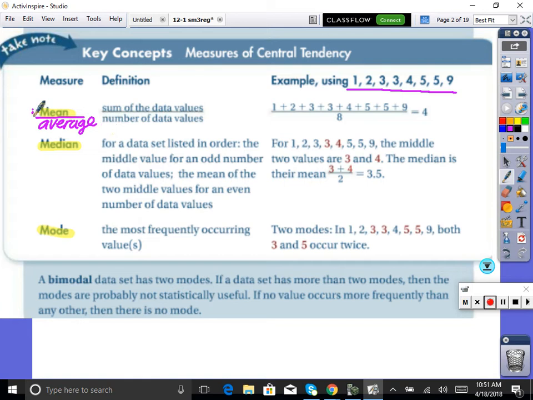How do I remember that? It's a stupid trick. If I say to you, you're an average student, that's kind of mean to say. So that's how I remember it. So how do you find the mean? You add up all of the points and then divide by the total number of points. So 1 plus 2 plus 3 plus 3 plus 4 plus 5 plus 5 plus 9 divided by 8 data points is 4. So I'm going to highlight that, guys. 4 right here is the average.